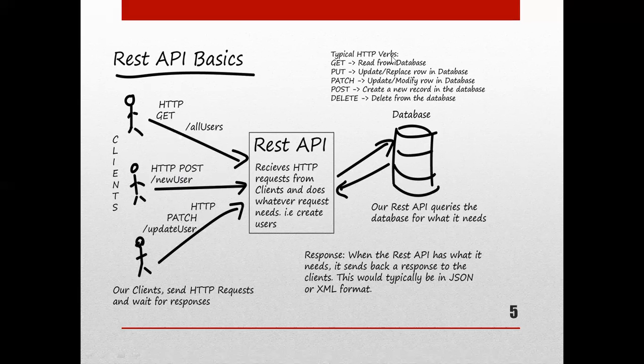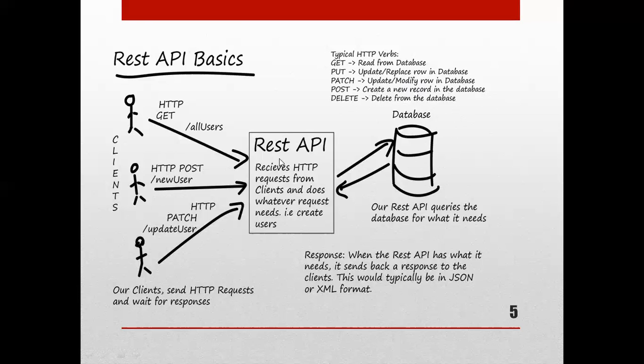Here you can see these typical HTTP verbs. Get means read from the database. Put means update or replace a row in the database. Then patch means update or modify a row in the database. Here HTTP post is to create a new record in the database, and delete is to delete from the database.